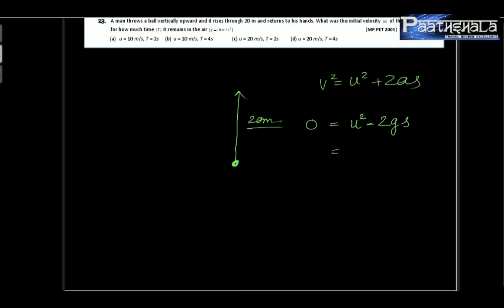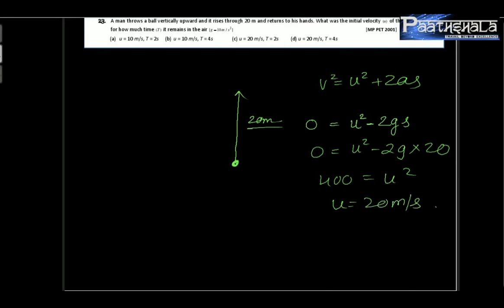So this is equal to, 0 is equal to u square minus 2 into g into 20. g happens to be 10. So 20 into 20, 400 is equal to u square. So u is 20 meters per second.